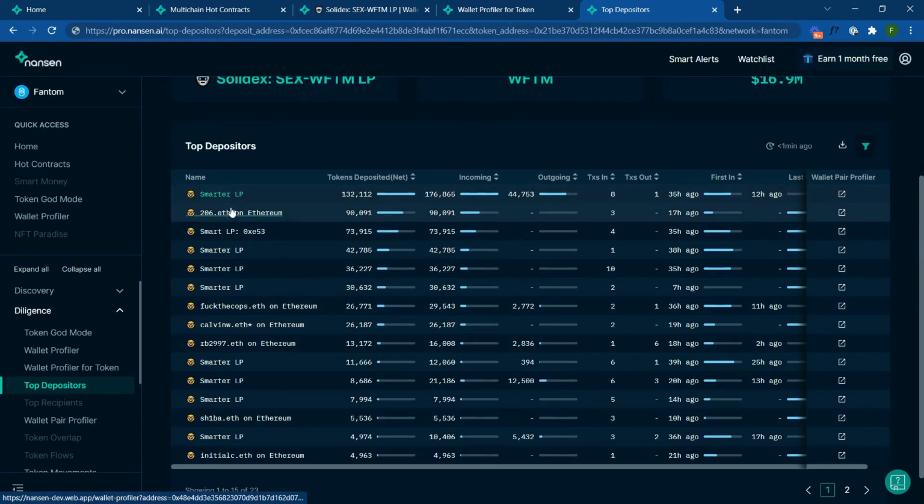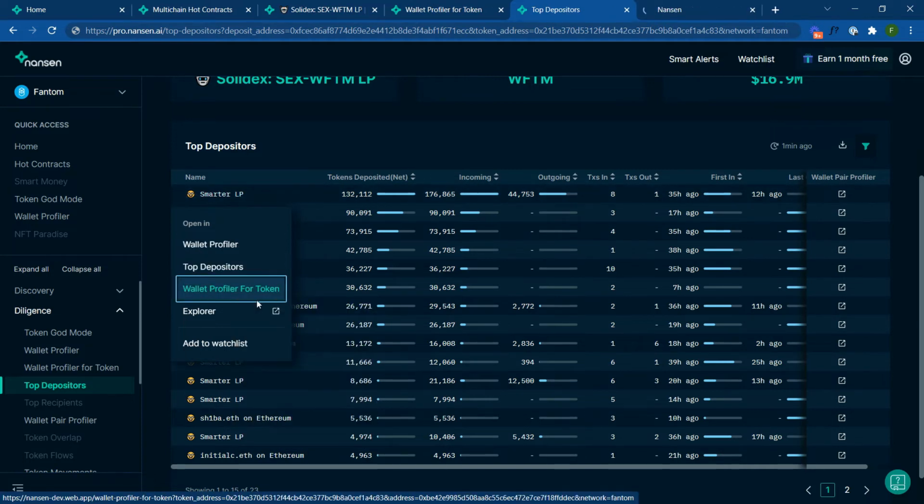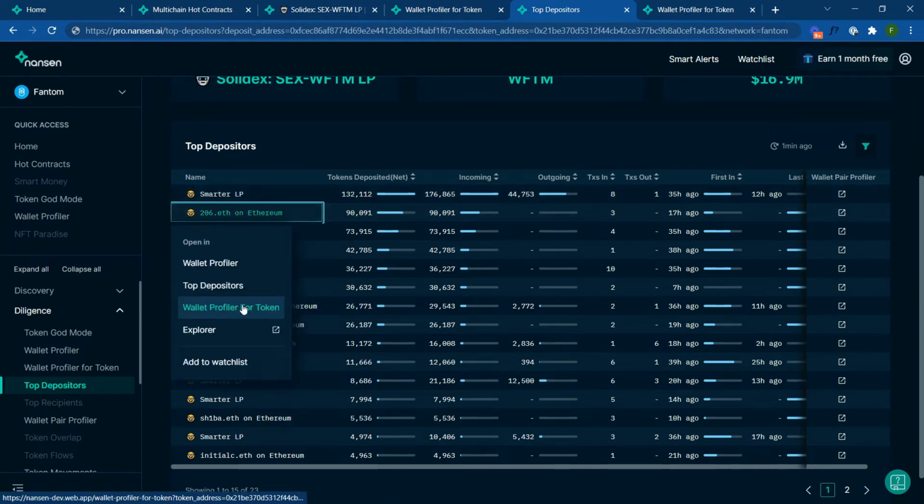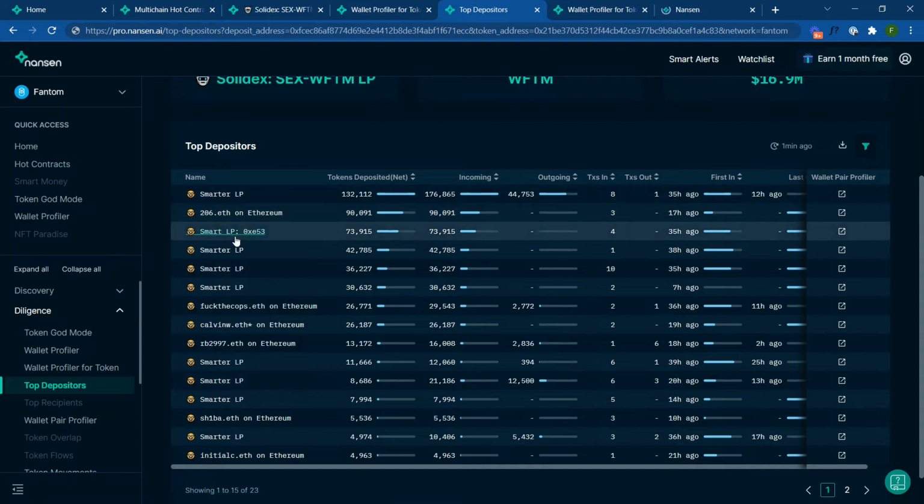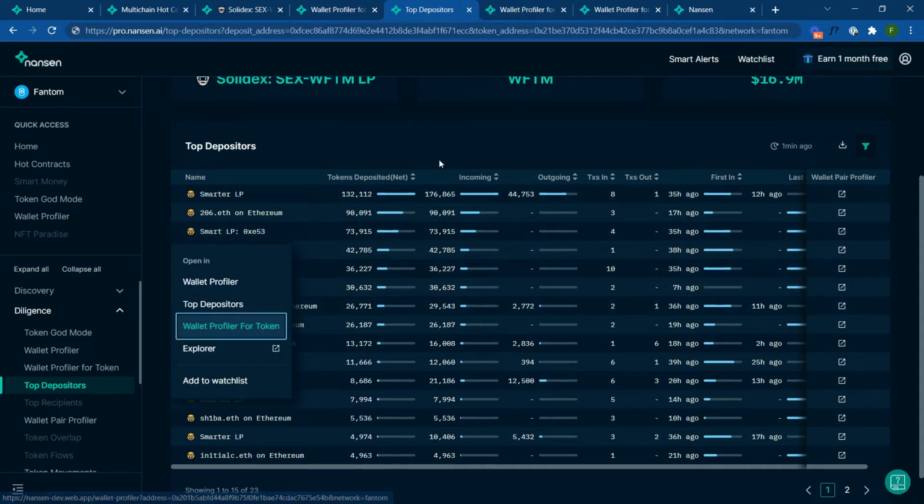And as you can see, the resulting table shows each account only once. This gives us a clear summary of who has done what with the pool. We can now look at the wallet profiler for token of the top three most significant smart money depositors, which will open in as many different tabs.